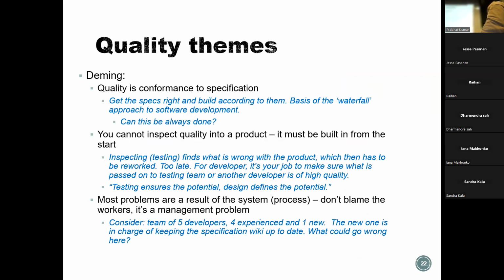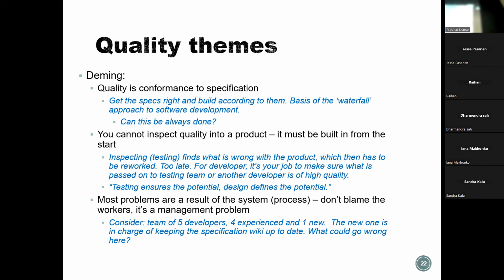But if I talk about quality, there can be multiple quality themes in practice. For example, the first definition, if you see, is quality is conformance to specification, right? It talks about getting the specification right and building according to them, on the basis of any model that you use. For example, the waterfall approach to software development, or any one you can use. The second quality theme is you cannot inspect quality into a product. It should start from the starting. It is not going to come by the end. It has to be done from the initial stage.